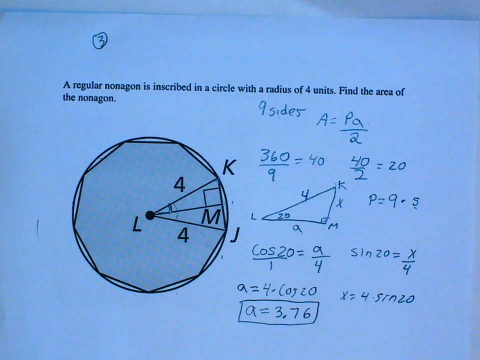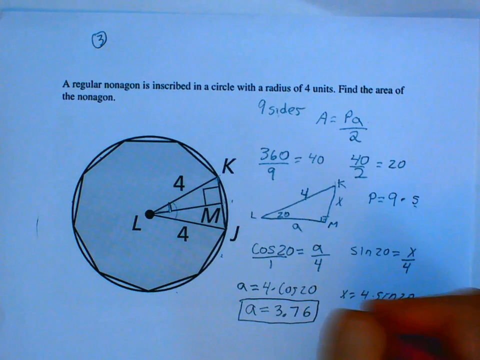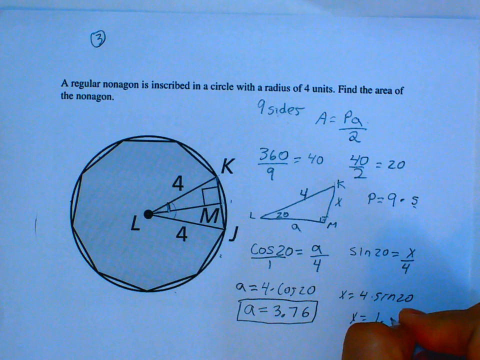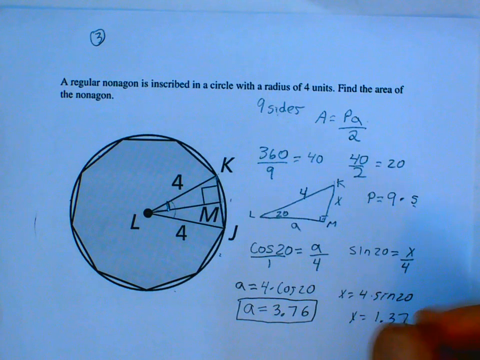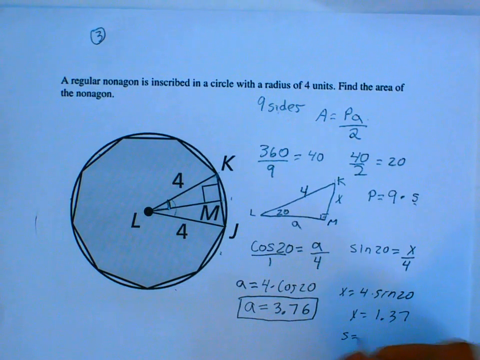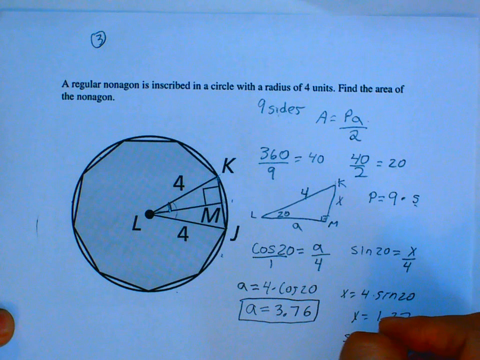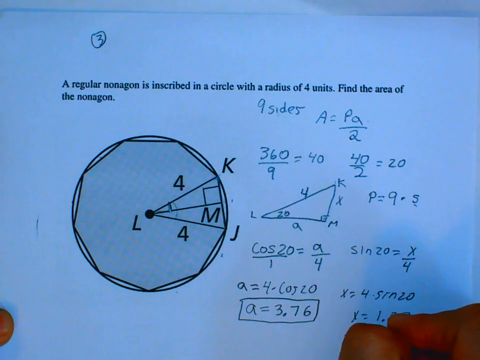I'm going to put this in the calculator. 20 times, actually, no, sorry, 20 sine, and then times 4. This is going to be about 1.37. So the side length, this whole side length is going to be twice of that. So what I'm going to do is multiply that by 2, and that gives me about 2.74.